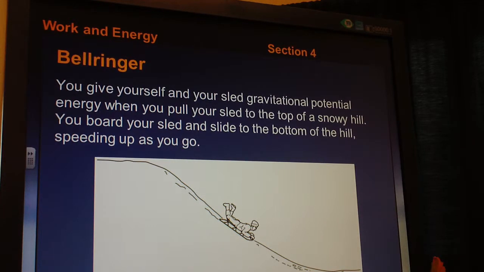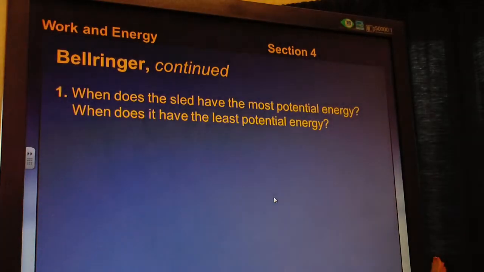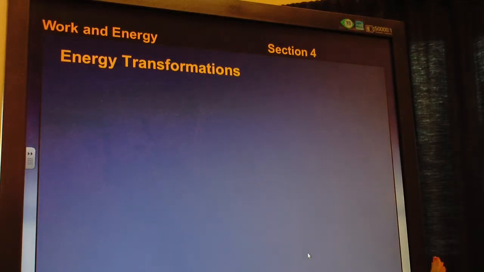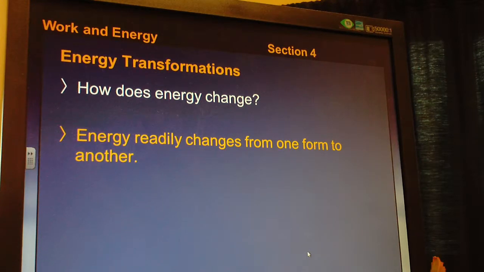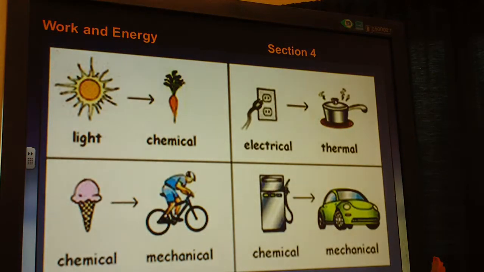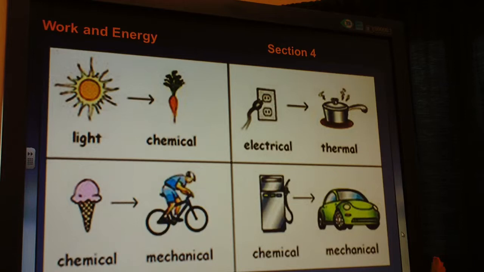Alright, let's look at this a little further. So we're asked the question, how does energy change? Well, energy readily changes from one form to another. Here's an example. Light energy from the sun is stored in plants through the process of photosynthesis into chemical energy.